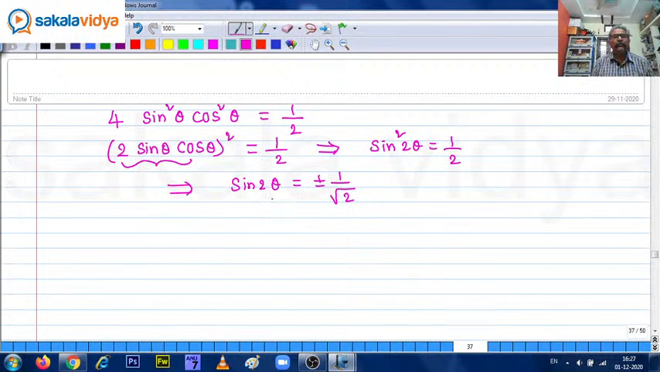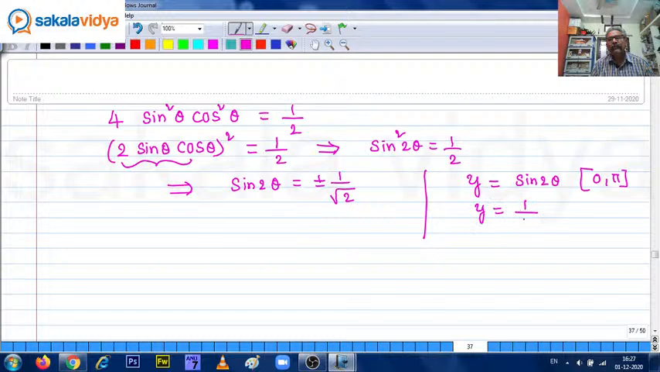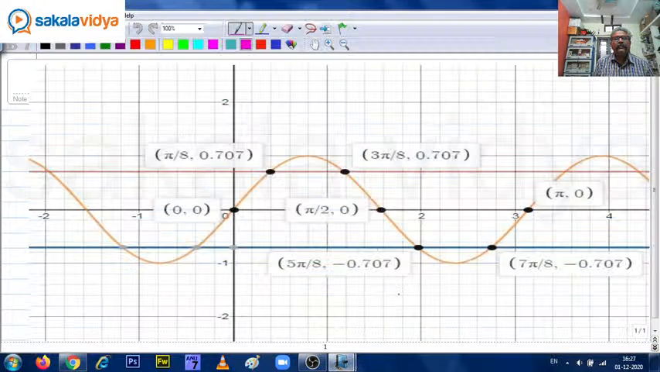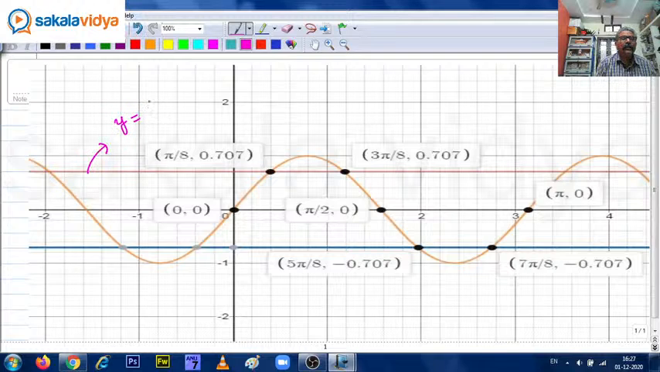Sin 2 theta equals that, so we need to draw the graph of y equals sin 2 theta in the interval 0 to pi, and draw y equals 1 upon root 2 and y equals minus 1 upon root 2. The points of intersection of these two lines with the curve are what we need to check. I will show the graph. This is y equals 1 upon root 2, and this will be y equals minus 1 by root 2.